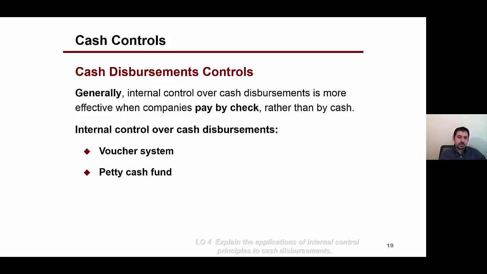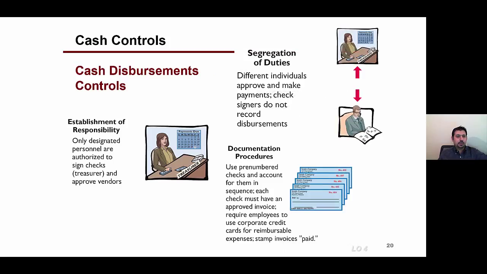As far as cash disbursements is concerned, and cash disbursements means cash payments, the companies usually prefer to make payments by checks, because it is much easier to channel cash or to commit fraud when it is paid by cash rather than when it is paid by checks. And in general, companies would use either a voucher system or a petty cash fund. Now before we talk about those two methods, let's see how the control principles apply to cash disbursements as well.